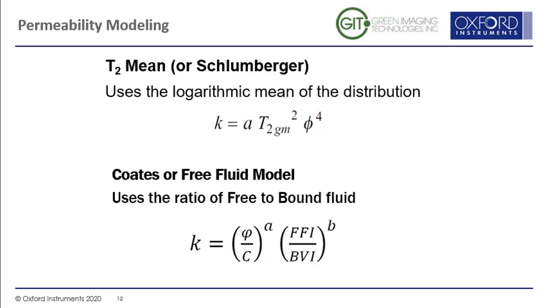Using the basic T2 distribution, we can go on from here to model permeability, using either the logarithmic mean of the distribution, known as the Schlumberger method, or the ratio of free to bound fluid, also known as the Coates method. In both cases, the user is free to apply their own preferred value of the various constants, such as A and B, in here.